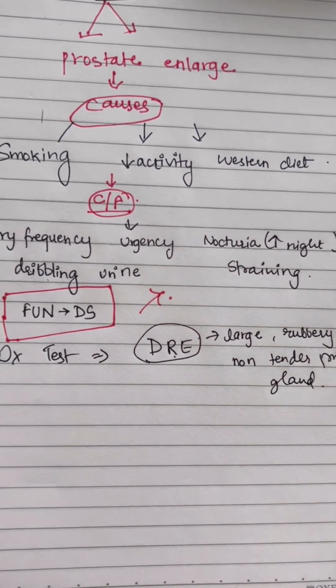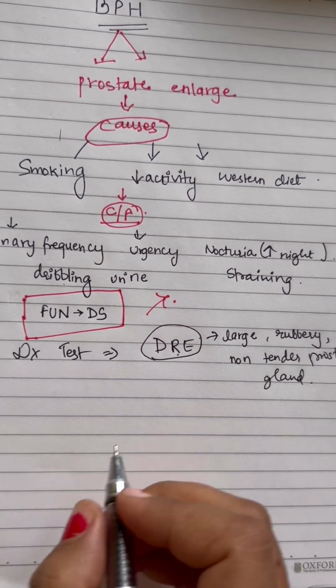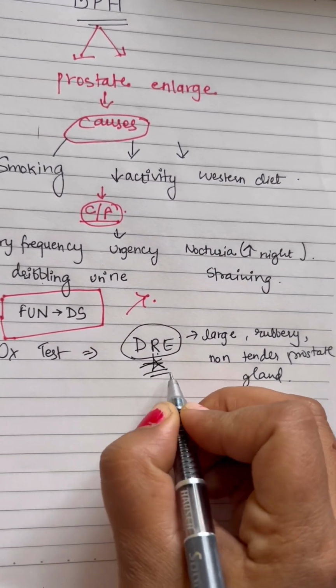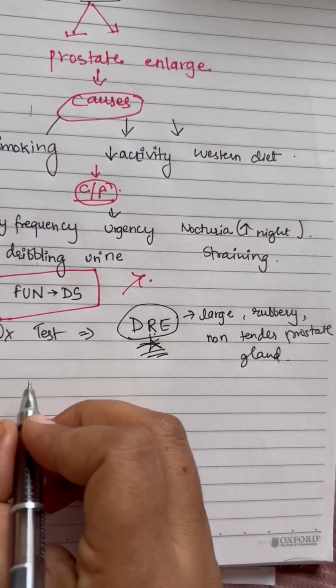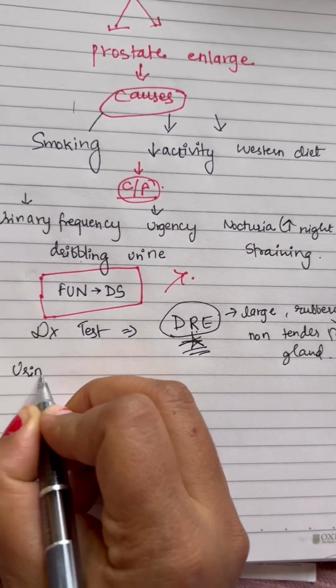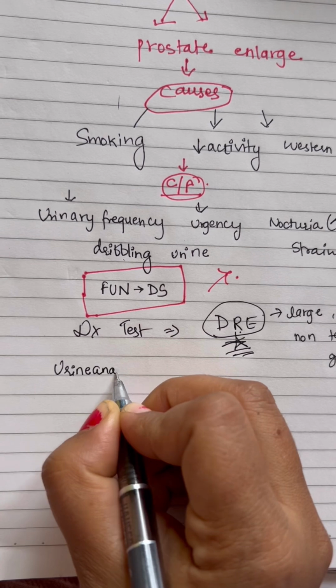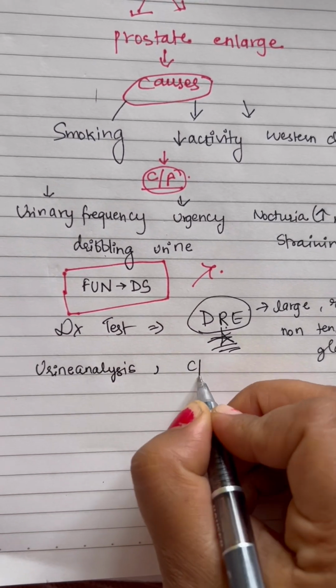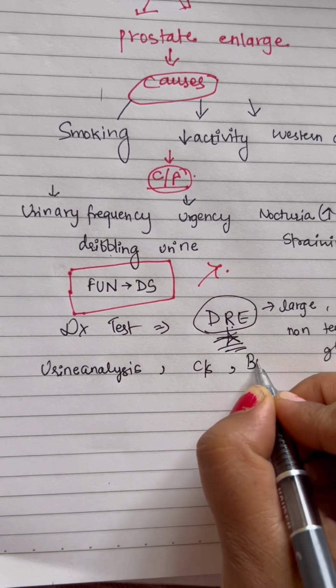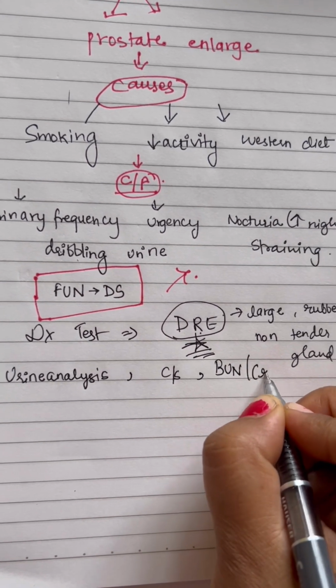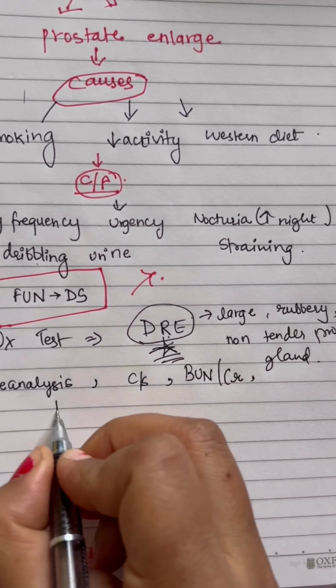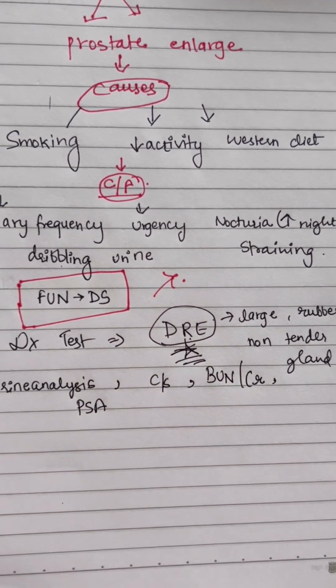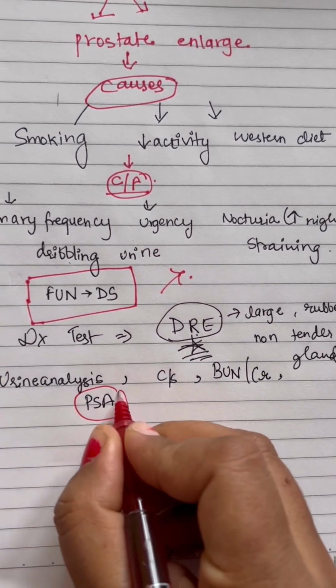Similarly, other main diagnostic tests that are commonly done in order to check whether the patient has BPH or not are urine analysis. Urine analysis is also a main test which is done in case of BPH. Similarly, urine culture and other tests like blood urea nitrogen and creatinine in order to check kidney function.